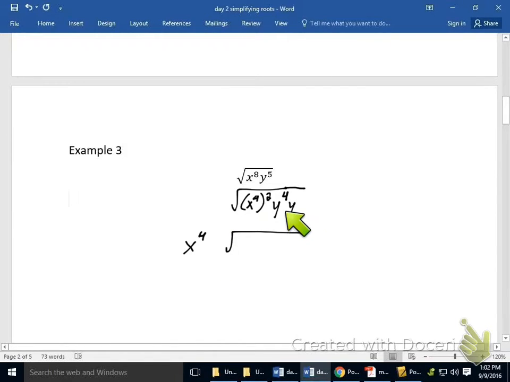Moving on to the next item, y to the fourth. If I were to square root y to the fourth, remember, just divide it by 2. So y to the fourth, divide that by 2 is y squared. A first power right here on this y cannot be divided by 2. It's a remainder, more or less, so it's going to remain inside the root. So my answer here is x to the fourth, y squared, times the square root of y, and I am done.